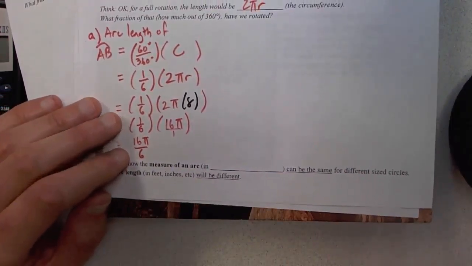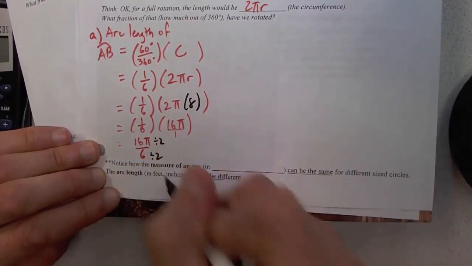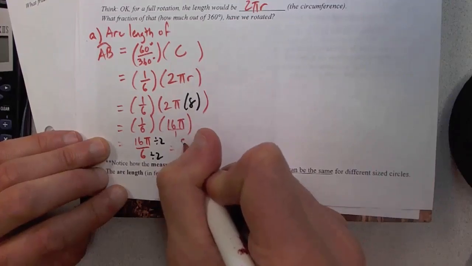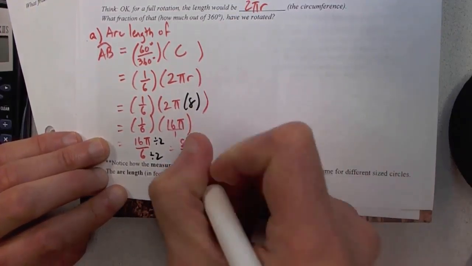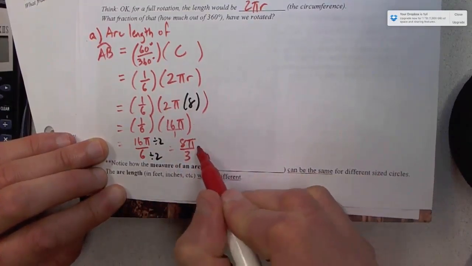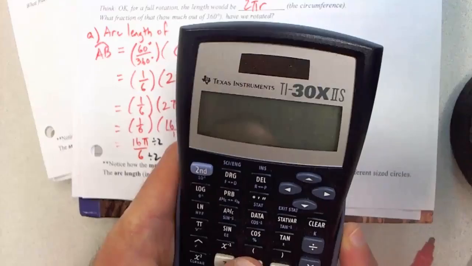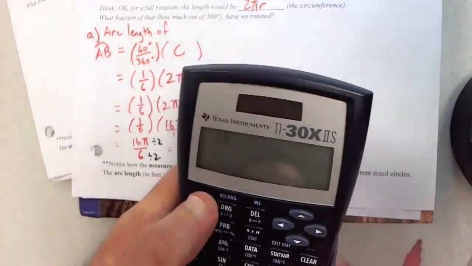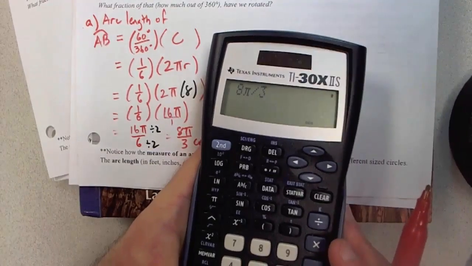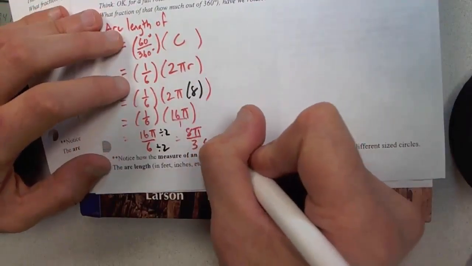Always see if you can simplify just a little bit. Since I can divide the numerator and denominator by 2, I'm going to do that. 2 over 2, that's just 1, so I'm not changing the number. I get 8 pi over 3 centimeters. All right, make sure you label those units. 8 pi over 3 centimeters. And on a calculator, if I check that, 8 pi divided by 3, about 8.38. About 8.38 centimeters.